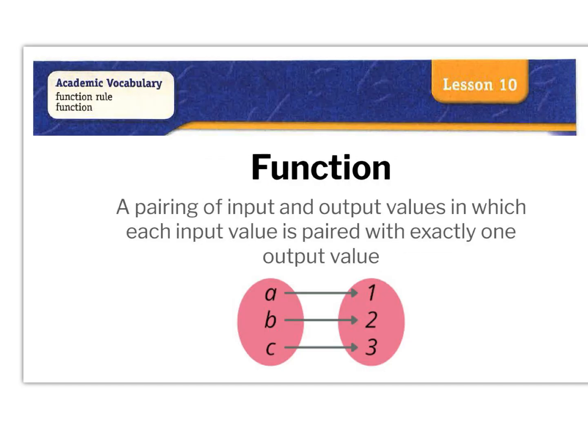So then the function is a pairing of input and output values in which each input value is paired with exactly one output. So here, example A goes to 1, B goes to 2, C goes to 3, and so on.